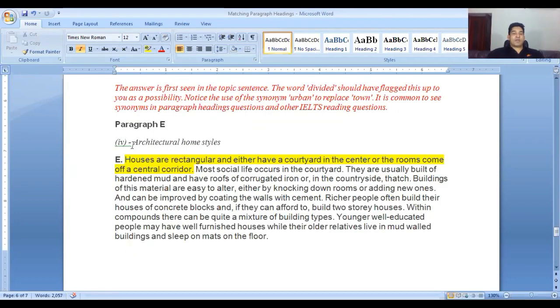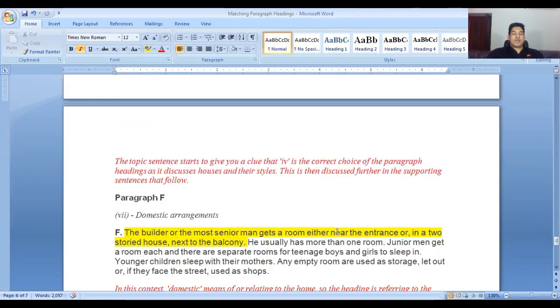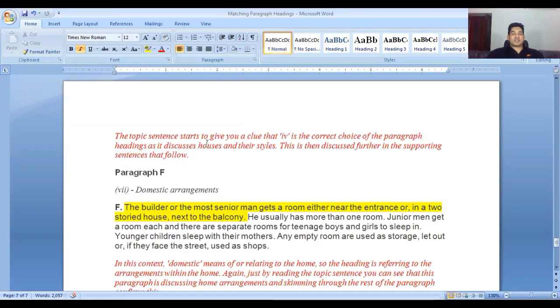The answer for paragraph E is architectural home styles. Why is that? Houses are rectangular and either have a courtyard in the center or the rooms come off a central corridor. So this is actually the structure of a house. That's why it's about the architectural home styles. Now let's discuss further. The topic sentence starts to give you a clue that 4 is the correct choice of the paragraph headings as it discusses houses and their style. This is then discussed further in the supporting sentences that follow.